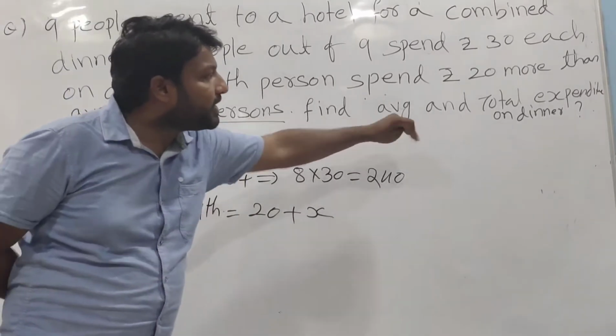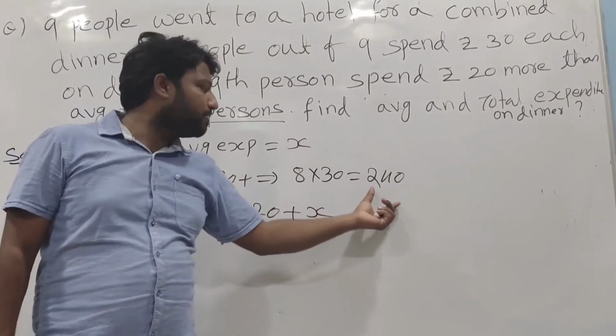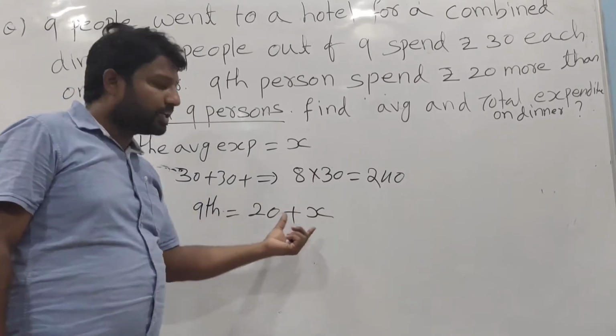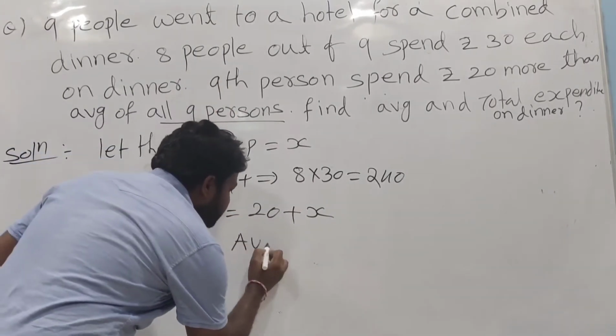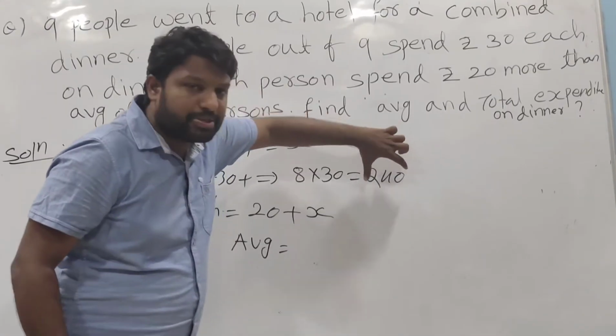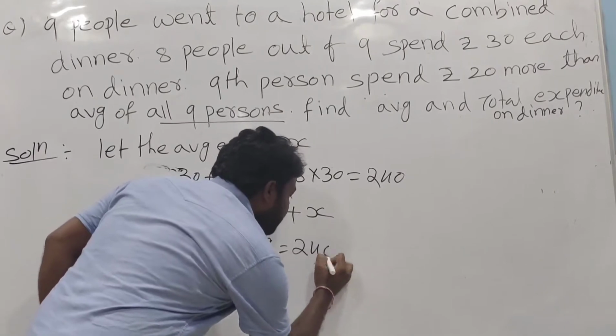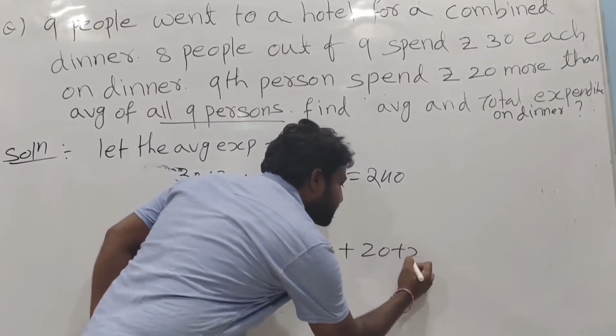Next, find the average and total expenditure. Now see this. The sum of 8 people is 240 rupees, and the 9th person's amount is nothing but 20 plus X. Now if I want the average, average is nothing but sum by number of observations. For 8 people the sum is 240, plus the 9th person's amount, 20 plus X.